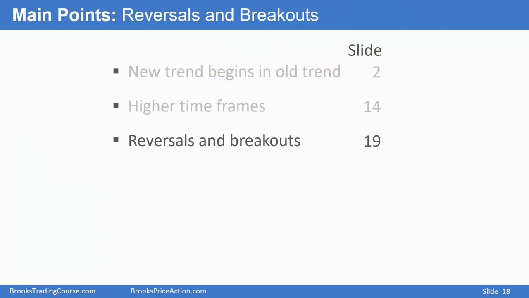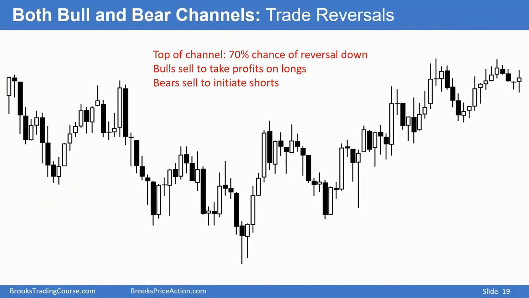I'm going to talk a little bit more about reversals and breakouts. My 70% rule: whenever the market is at a channel, the top or bottom of either a bull or a bear trend, there's about a 70% chance that the market will reverse. Point 1, point 2, 70% chance you'll get a reversal at point 3. Point 1, point 2, 70% chance you'll get some kind of reversal at point 3.